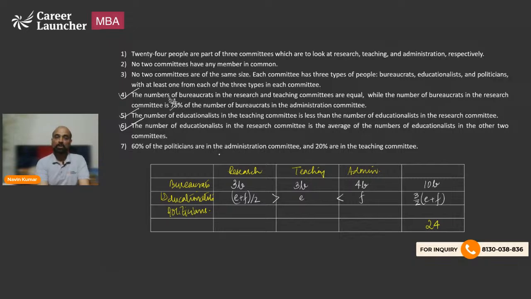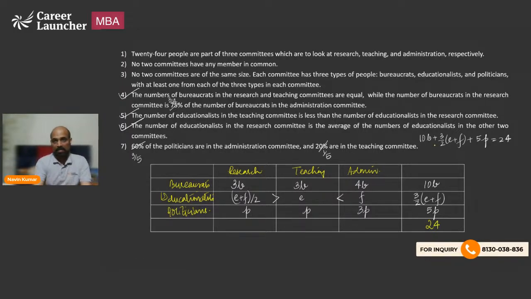Next, 60% of the politicians are in the admin committee and 20% are in the teaching committee. 60% in terms of fraction is 3 by 5 and 20% is 1 by 5. So I'll take the total to be 5P, such that in the teaching committee we have P, that's 1/5, 20%. And in the admin committee we have 3/5, so that is going to be 3P. So out of 5P, if we have 3P here and P here, the leftover P will be here. Now, if we look at the last column total, we will have 10B plus 3 by 2 times (E plus F) plus 5P, that is given as 24.